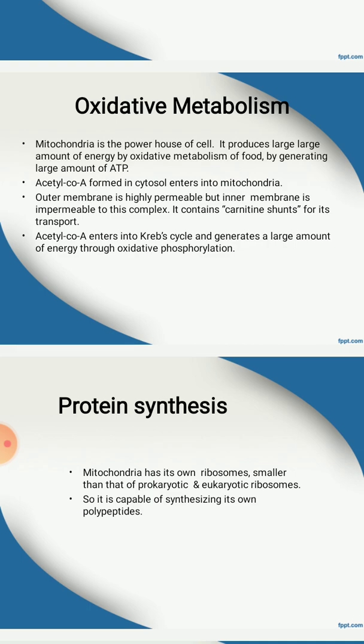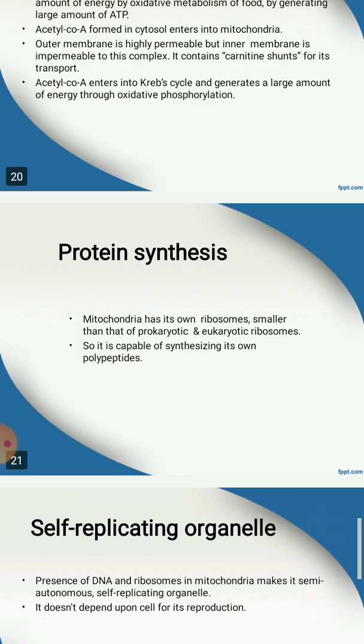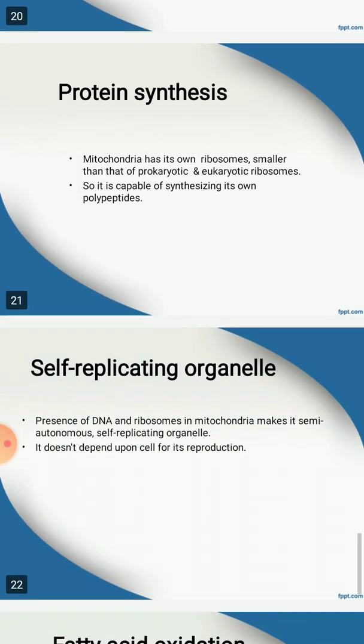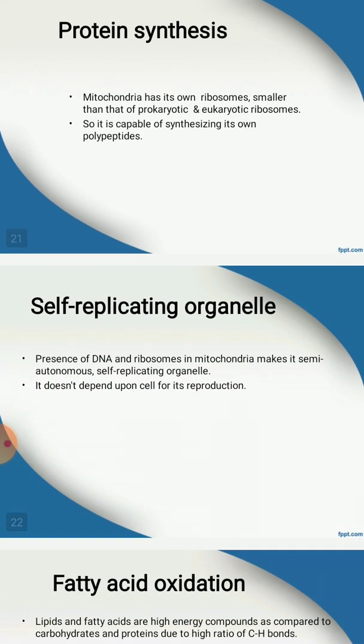Outer membrane is highly permeable, but the inner membrane is impermeable to this complex. It contains carnitine shuttles for its transport. Acetyl coenzyme A enters into the Krebs cycle and generates a large amount of energy through oxidative phosphorylation. Move towards protein synthesis. Mitochondria has its own ribosomes, smaller than those of prokaryotic and eukaryotic ribosomes. So it is capable of synthesizing its own polypeptides.